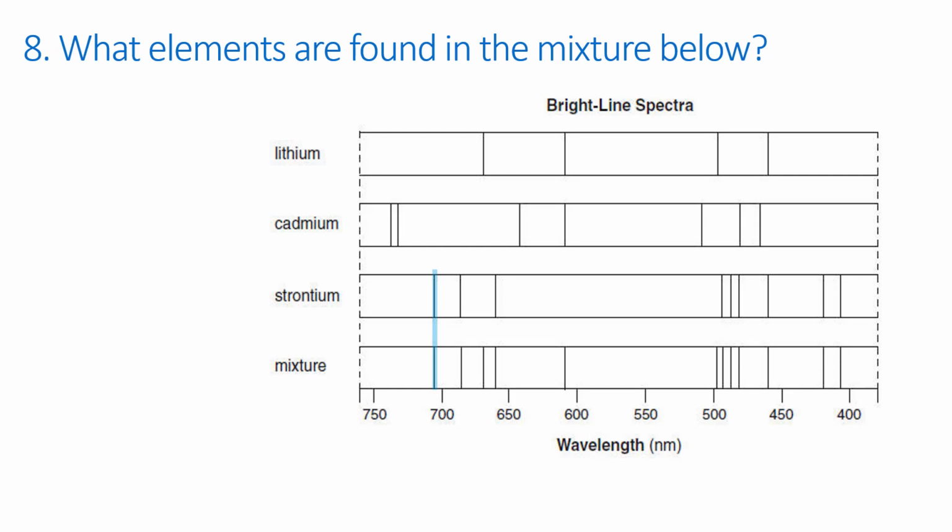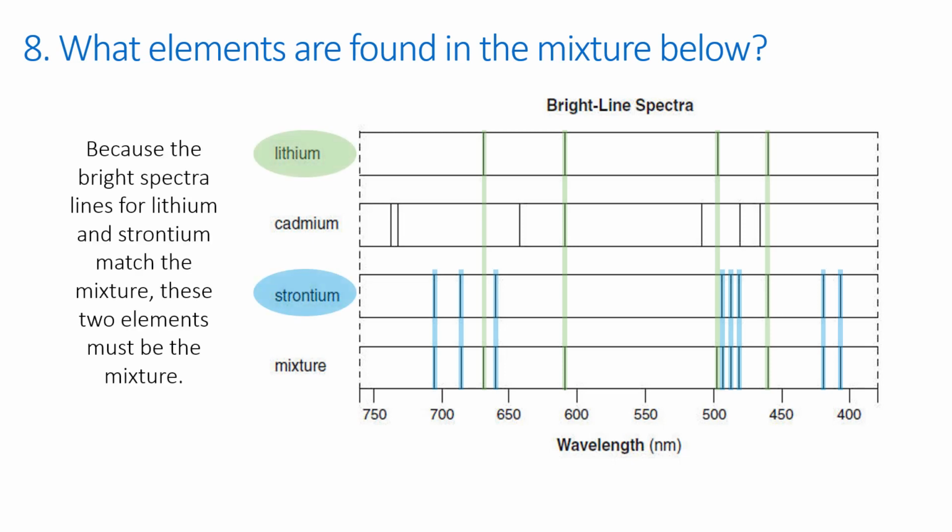So I think the best way to do this is just to get a highlighter. And all that I'm doing here is highlighting ones that are the same. So now that we've done that, we see that the only ones that completely match the mixture are going to be lithium and strontium. So because the bright line spectra for lithium and strontium match the mixture, these 2 elements must be present in the mixture.